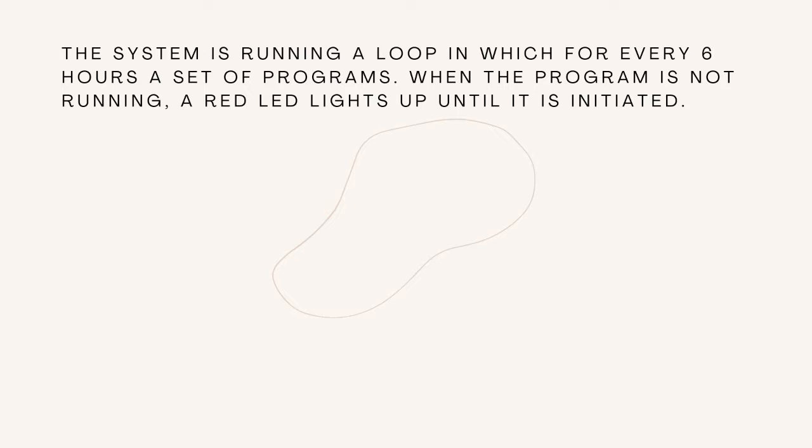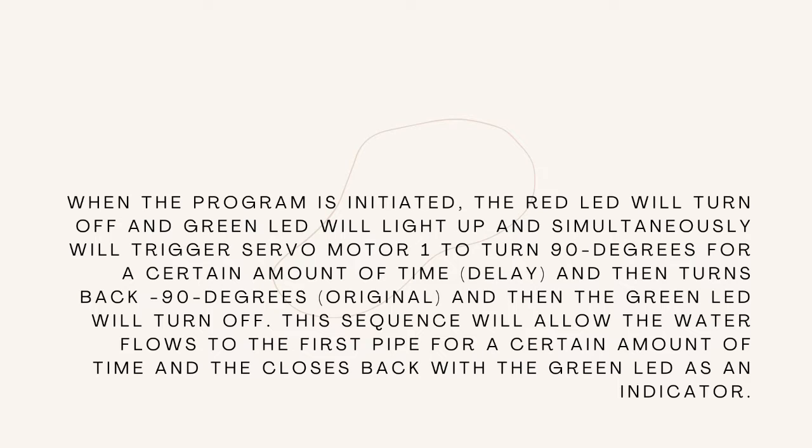Hello, I am NAJIHI and today I will be describing the decision process of the system. Firstly, the system is running a loop in which every 6 hours a set of program will be launched. When the program is not running, a red LED lights up. When the program is finished, the red LED will turn off and the green LED will light up, and simultaneously it will trigger servo motor 1 to turn 90 degrees for a certain amount of time with a delay and turn back to negative 90 degrees, which is its original state, and then the green LED will turn off.